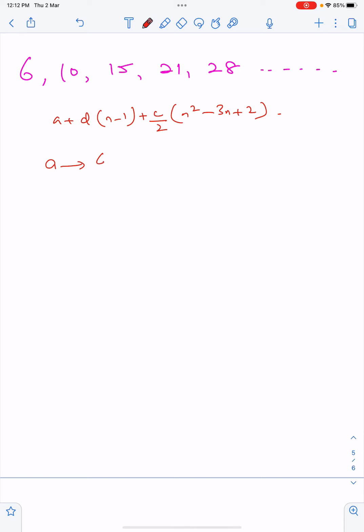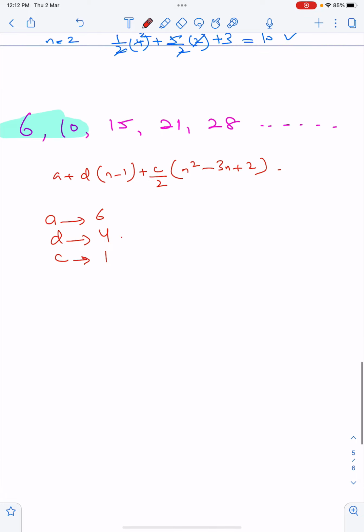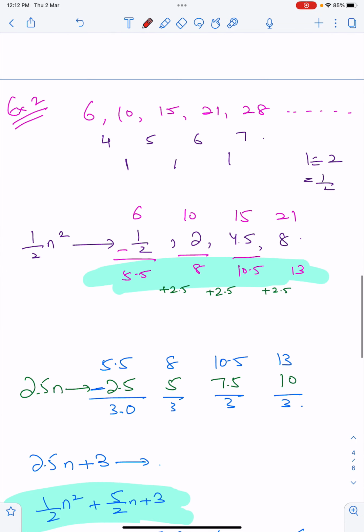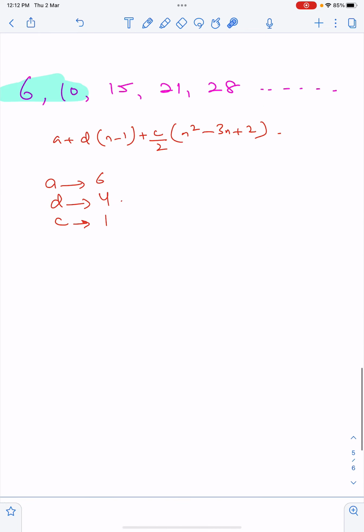A in this case is 6. D in this case is the difference of the first two terms only, which is the bigger number minus the smaller number, which is 4. The difference in this case will be a positive number only, the bigger number minus the smaller number. And the value of c is the common difference, which was 1. The second difference, which you can see here, was common, which is 1. So that's why we're calling it a quadratic sequence.